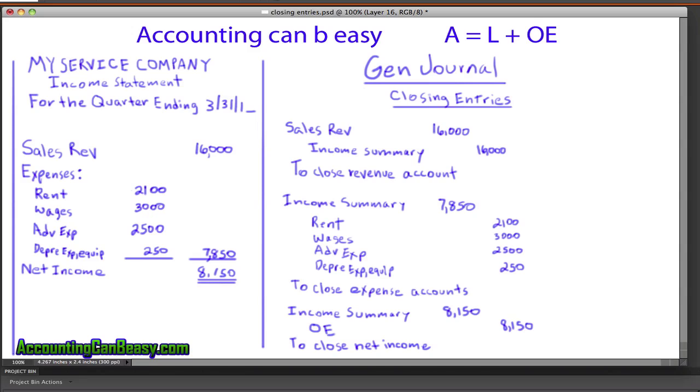Income statement accounts are called nominal accounts. They're temporary accounts and they are closed out at the end of each accounting period. We use a temporary account called income summary to close out these accounts.